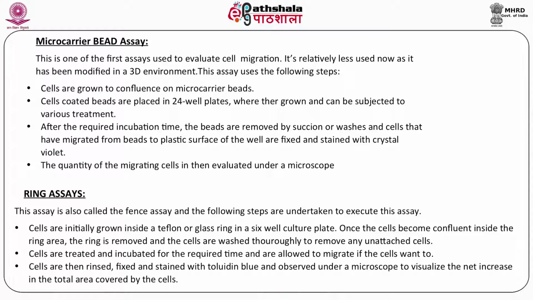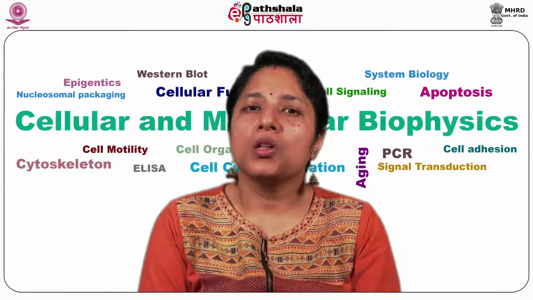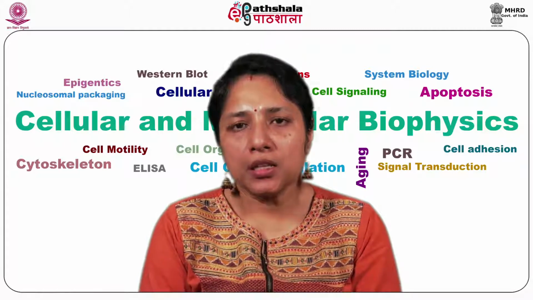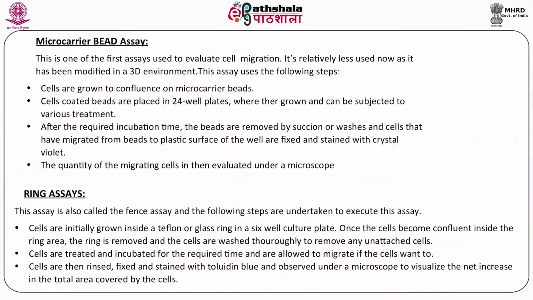The third method is the ring assay. This assay is also called the fence assay, and the following steps are undertaken to execute this assay. Cells are initially grown inside a Teflon or glass ring in a 6-well culture plate. Once the cells become confluent, the ring is removed and the cells are washed thoroughly to remove any unattached cells.